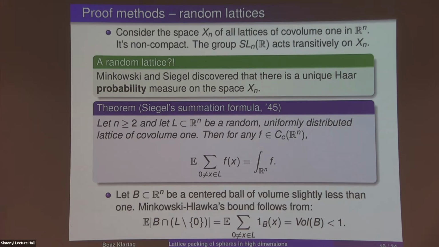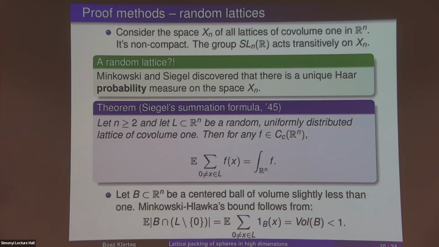It's not entirely clear what this is. And the nice thing is that the distribution will be invariant under SLn transformations. So this is really quite a canonical object in mathematics. And just the fact that there is such an invariant probability measure already has lots of consequences. For example, you have the Siegel summation formula. All we know is that there is a Haar probability measure on the space of lattices.